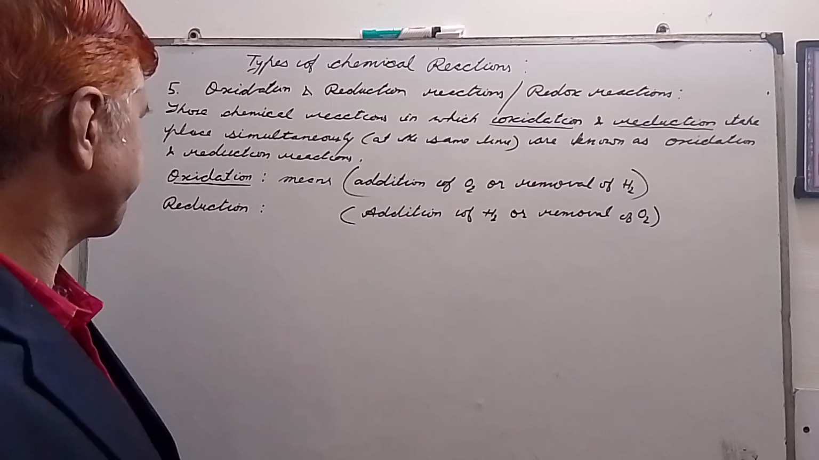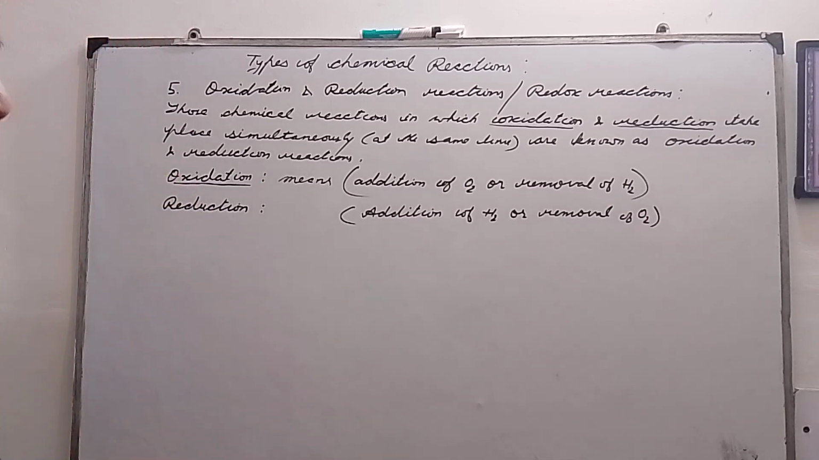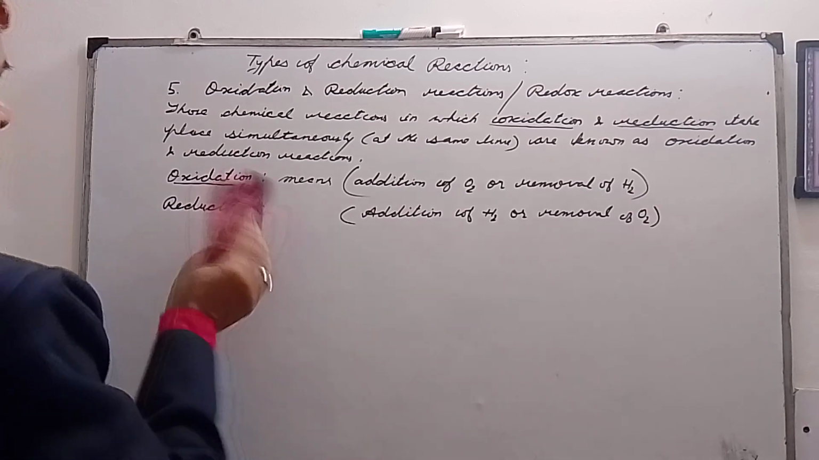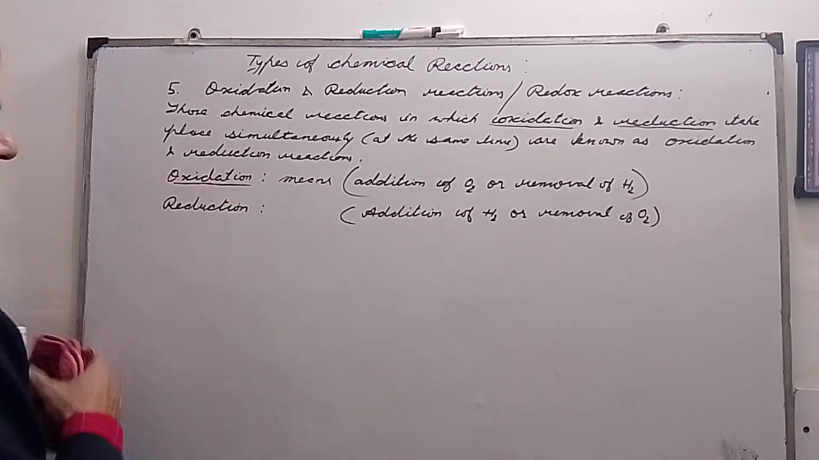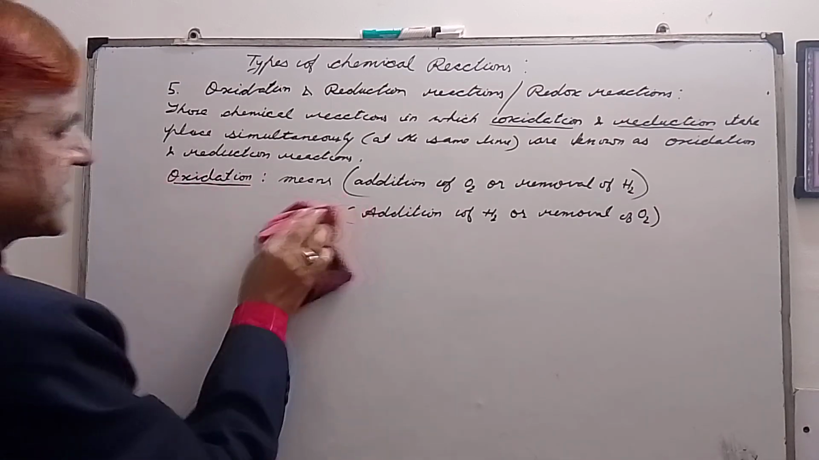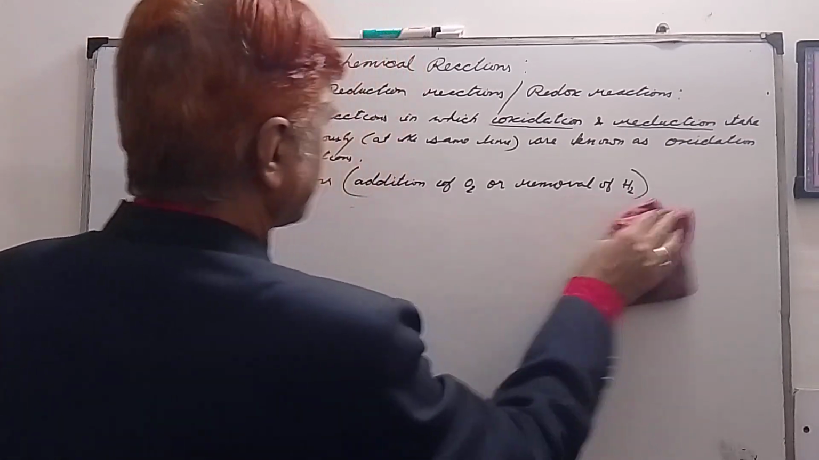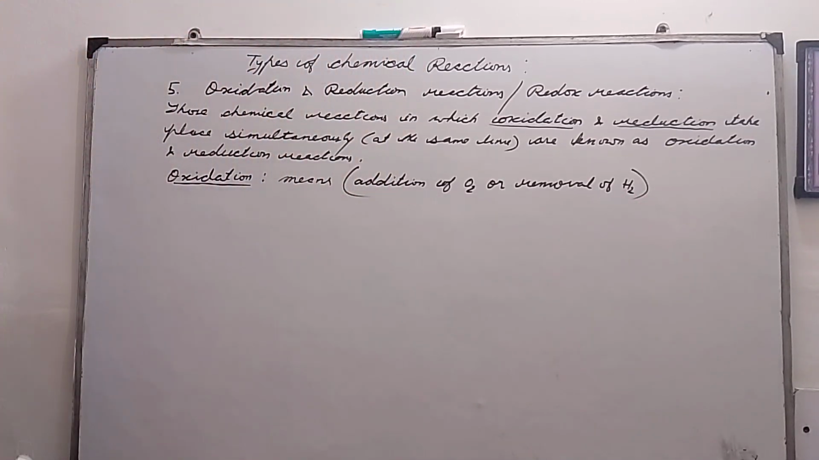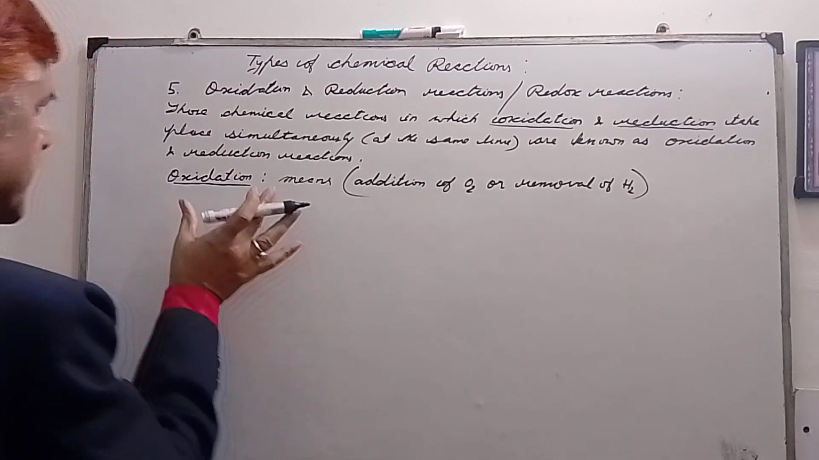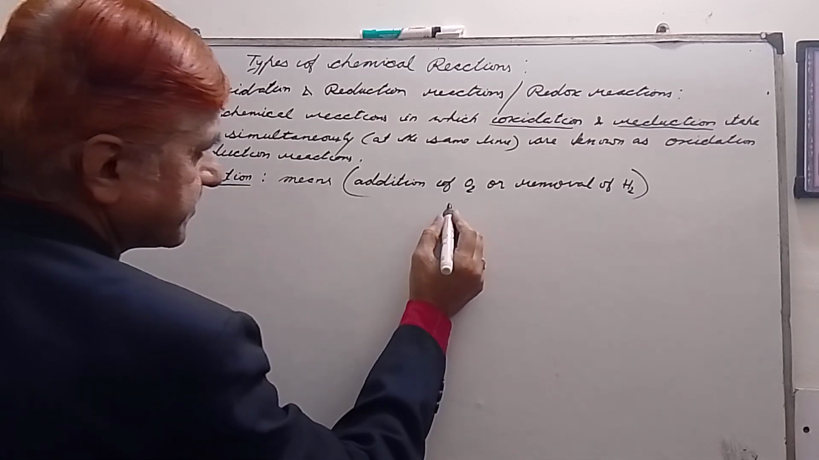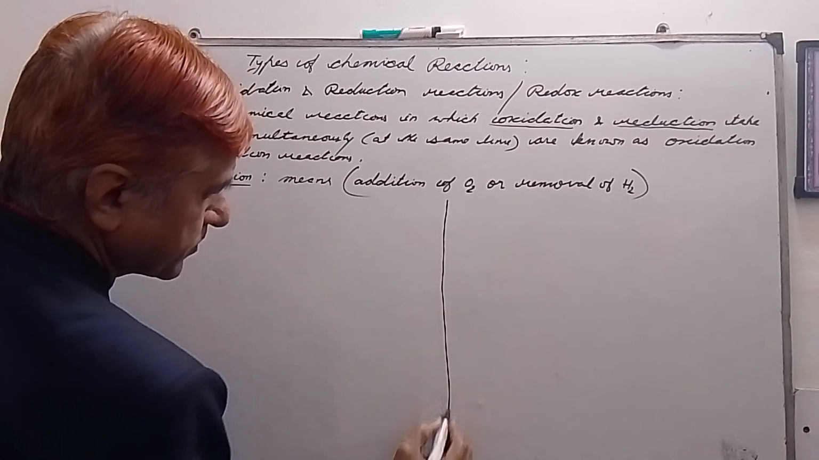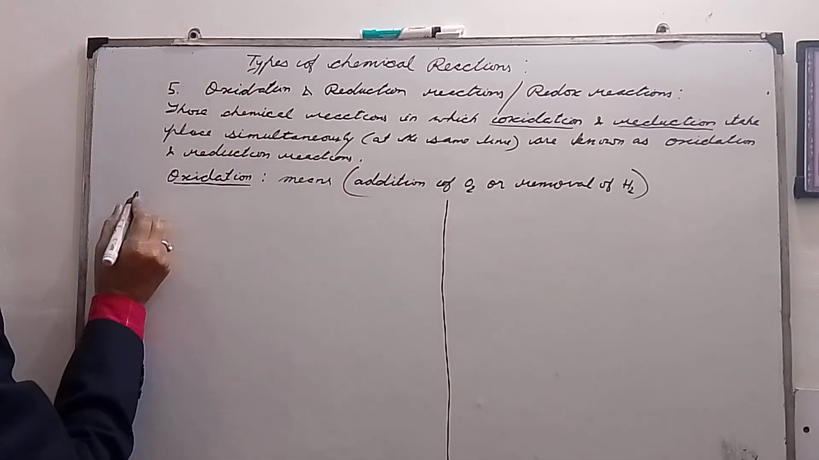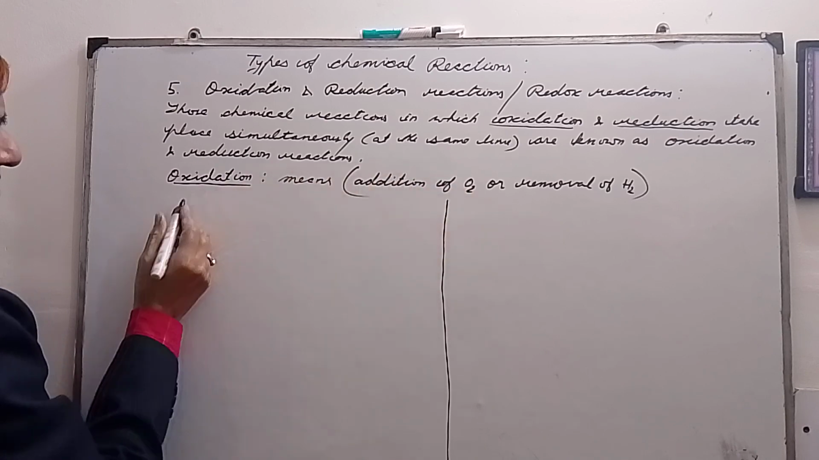So now let's understand oxidation and reduction one by one with some examples. What is oxidation and what is reduction? Let's understand oxidation through some examples. So oxidation, first was addition of oxygen.